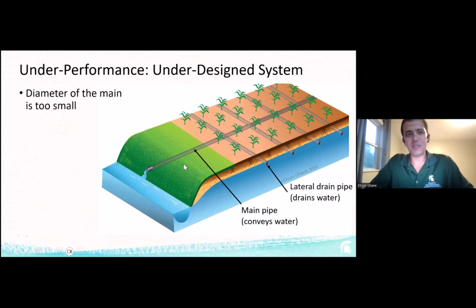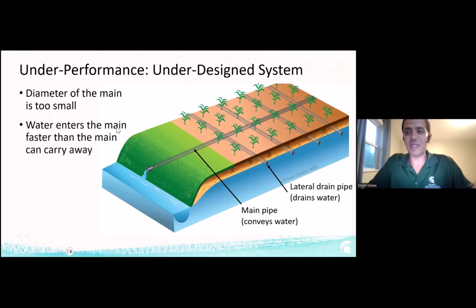As I mentioned in the previous slide, if the diameter of the main is too small, you could be spending $2,000 per acre splitting laterals, and it's not going to be of any use. It's going to have a minimal effect. You will be wasting a lot of money if you've done that, or if you're thinking of doing this. It's not only that, because in that case, water is going to enter the main faster than the main can carry away.